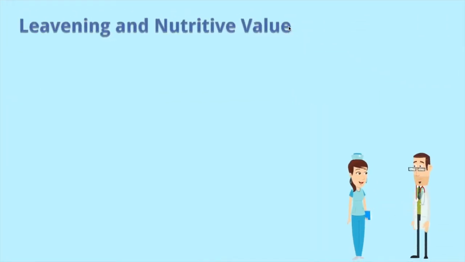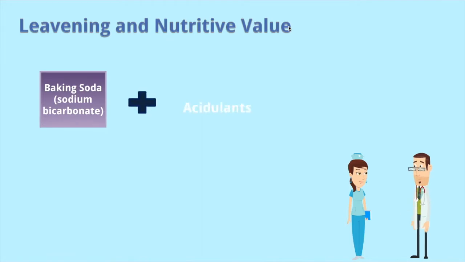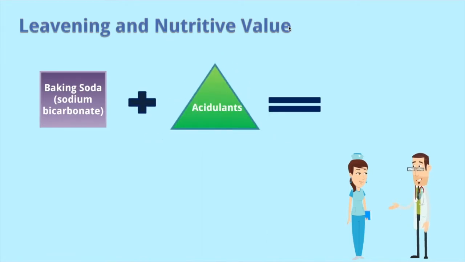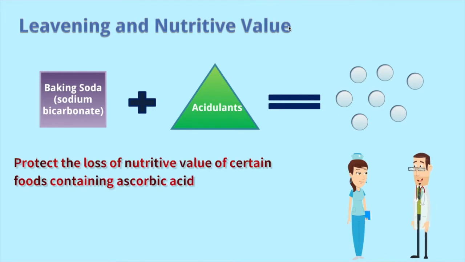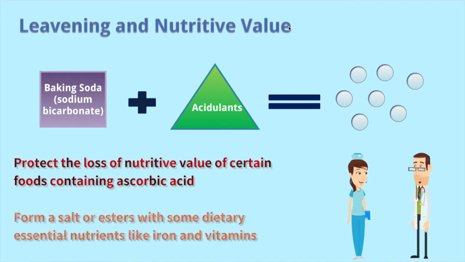The reaction of sodium bicarbonate and acid can form CO2, which gives the major texture and appearance in baked foods. In addition, acid can also protect against the loss of nutritional value, and they can also be used as nutrition additives by forming a salt or esters with some essential nutrients.